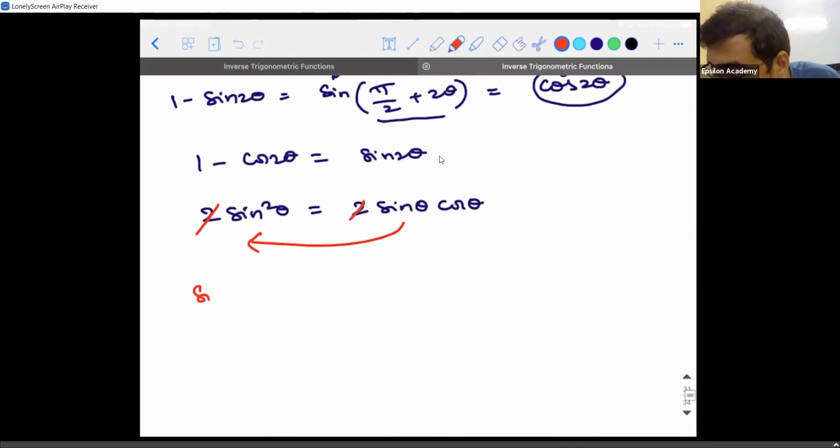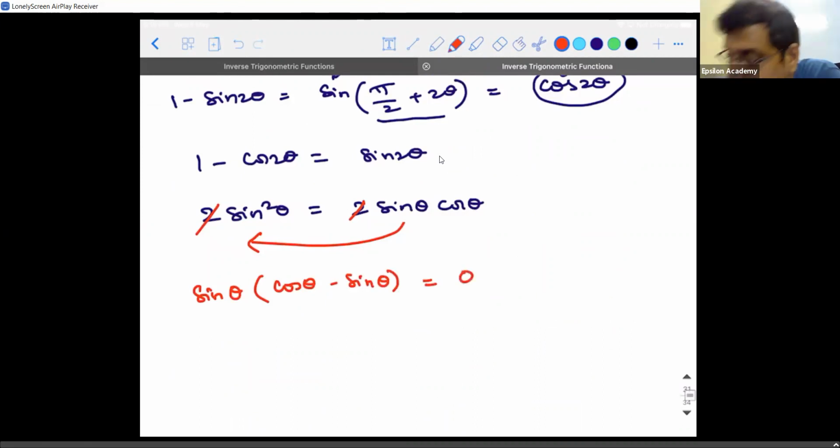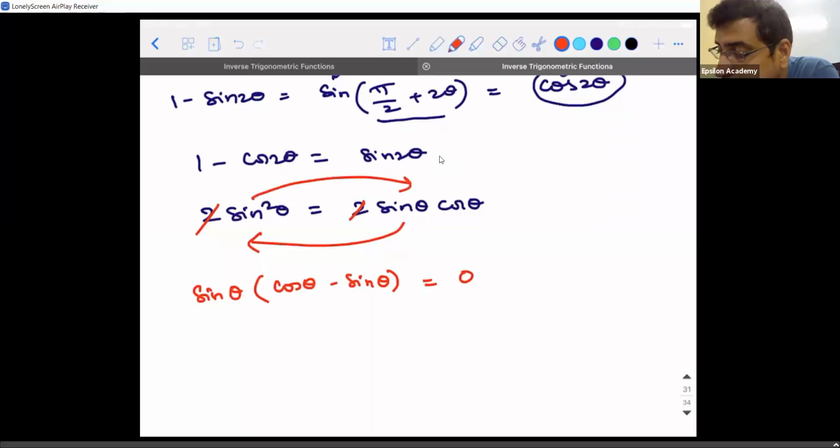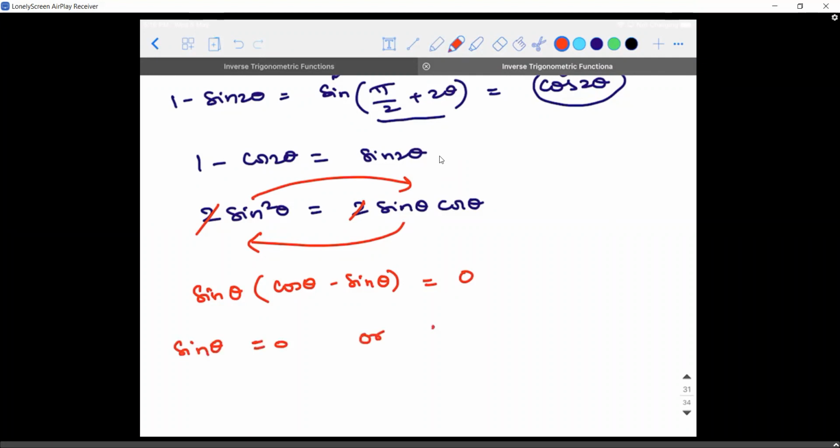Okay. So sine theta into cos theta minus sine theta is equal to 0. Anybody with a doubt? I took the sine square theta to the other side and I took sine theta outside. Sine theta into cos theta minus sine theta. So sine theta can be 0 or cos theta can be equal to sine theta.